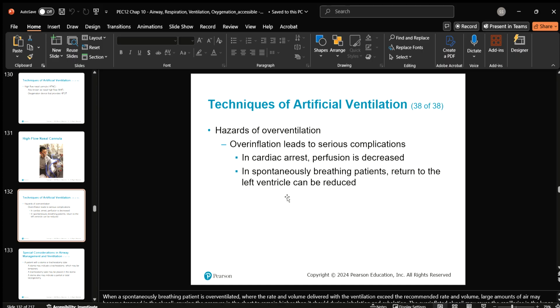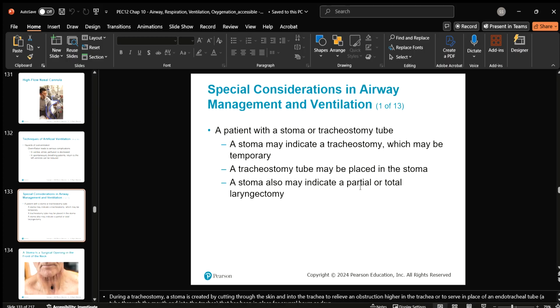Hazards of overventilation. All right. In cardiac arrest, perfusion is decreased. Also, overventilating our patient, if we're too aggressive, what can happen to the stomach? Full of air. What do we call that? Gastric, starts with a D. Gastric distension. Gastric distension. All right, you're probably going to see a test question about stomas or tracheostomy tubes.